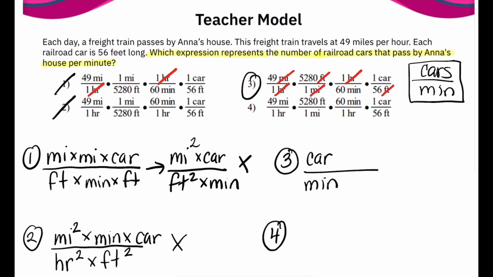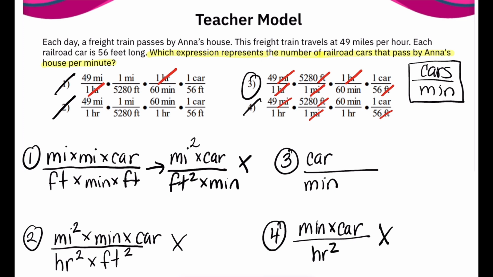And we know number 4 is wrong. Let's figure out why it's going to be wrong. So I could eliminate miles. And I can eliminate feet. And that's about it. So it's going to leave me with minutes times car over hours squared, which is not what I want.